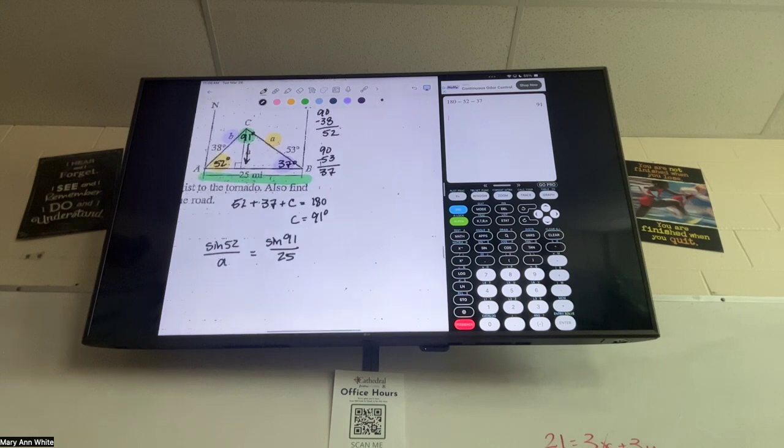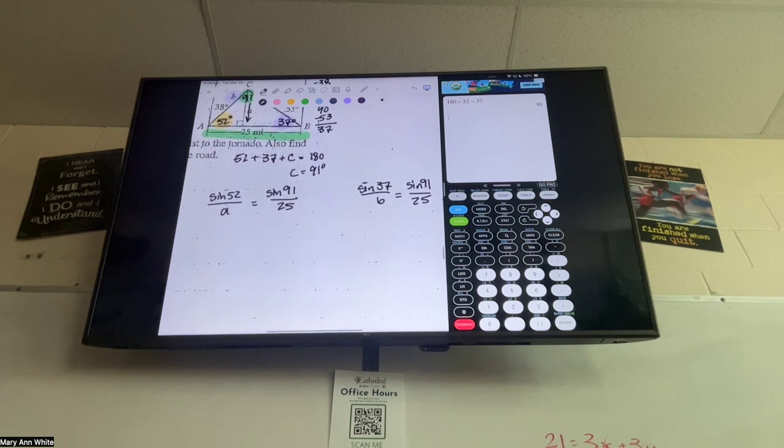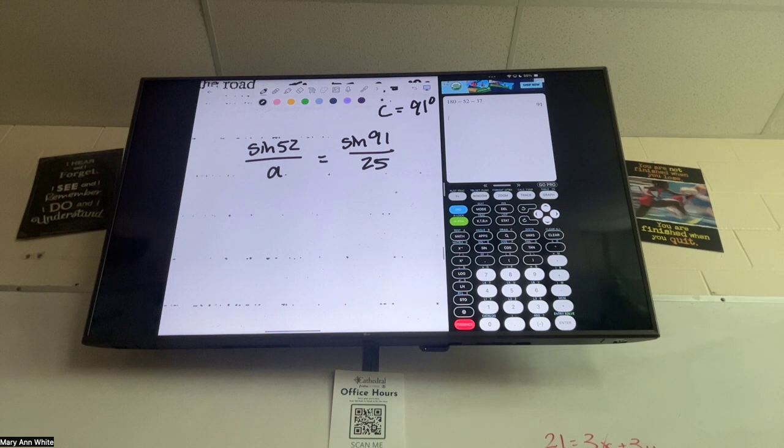But that being said, we'll set up the exact same thing over here. We'll do sine of 37 over little b, but we still have to set it equal to sine of 91 over 25. So I'll solve for little a first.